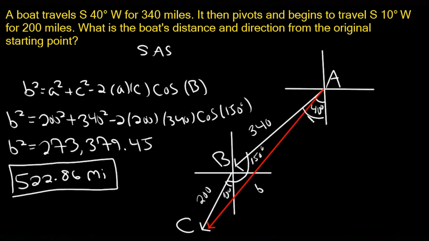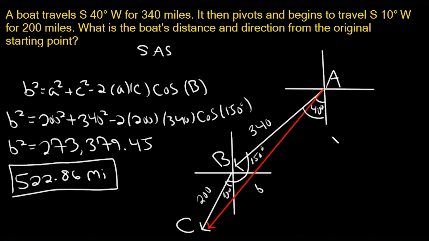We have to get the final bearing of this boat, going from the original starting point to where it is now. Essentially, what it wants is this angular value right here. We know that that whole angle there is 40. So if I can get this inner angle right here and then do 40 minus this inner angle, that's going to give me the angle I need, because that's with respect to the y-axis.